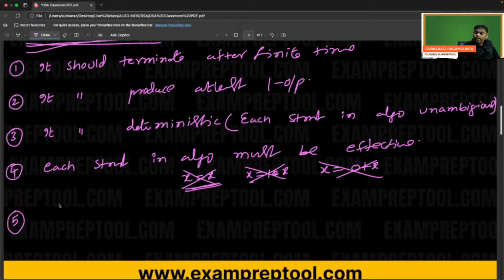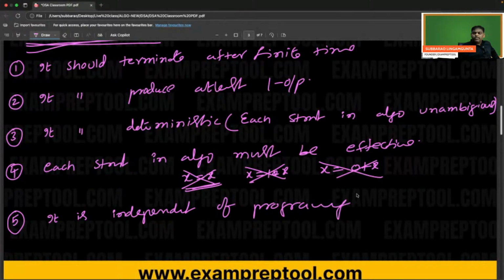Algorithm should be independent of programming language. The algorithm's fifth property is that it is independent of programming language.